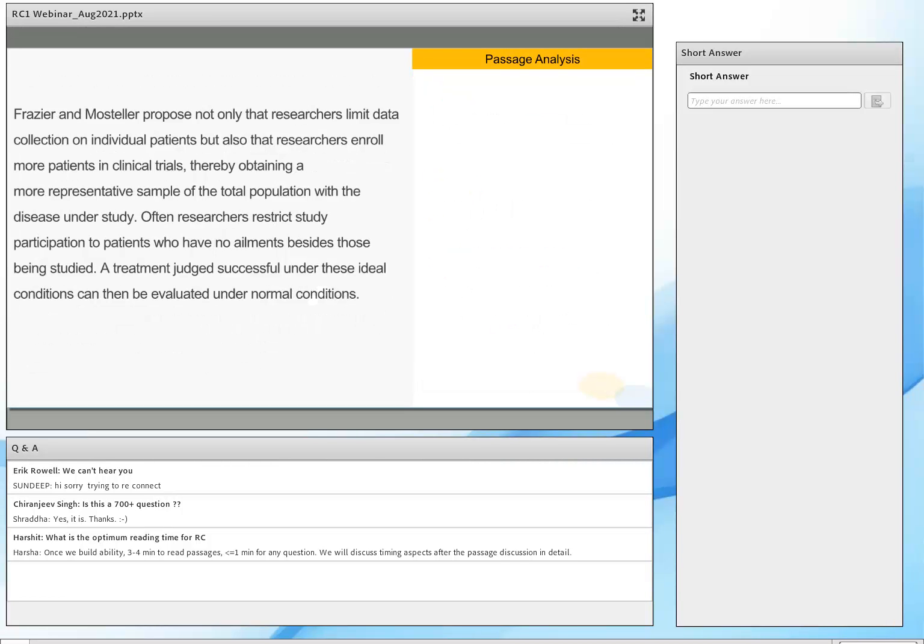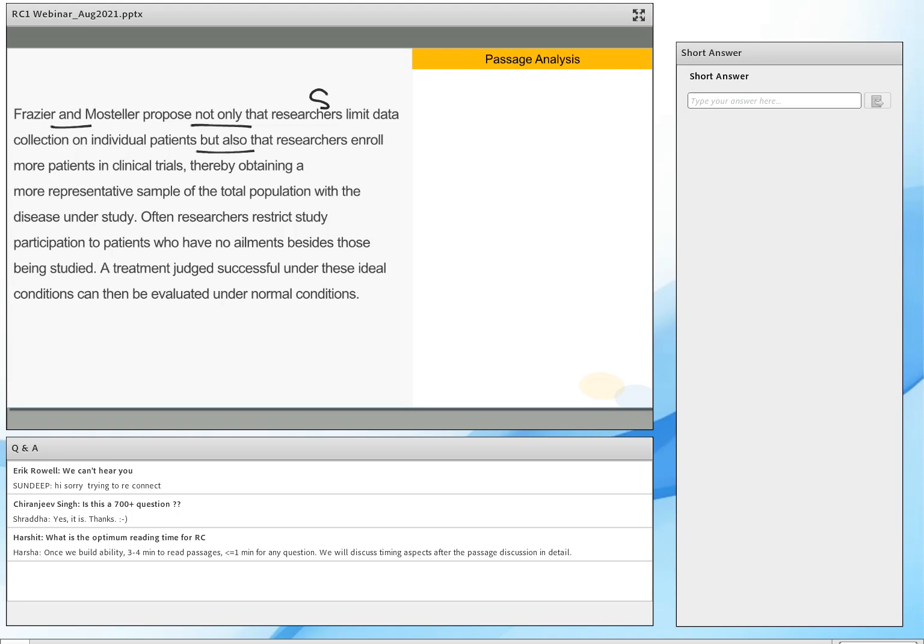Moving forward, F&M propose not only, our typical SC structure over here. We know that when we see not only in the passage or in a sentence, we will also come across but also, which is definitely present here. So here the author is talking about two aspects of the same topic being discussed. What F&M is saying is that not only do researchers limit data collection on individual patients, so this is about making it simpler, which we have already read in the first paragraph.